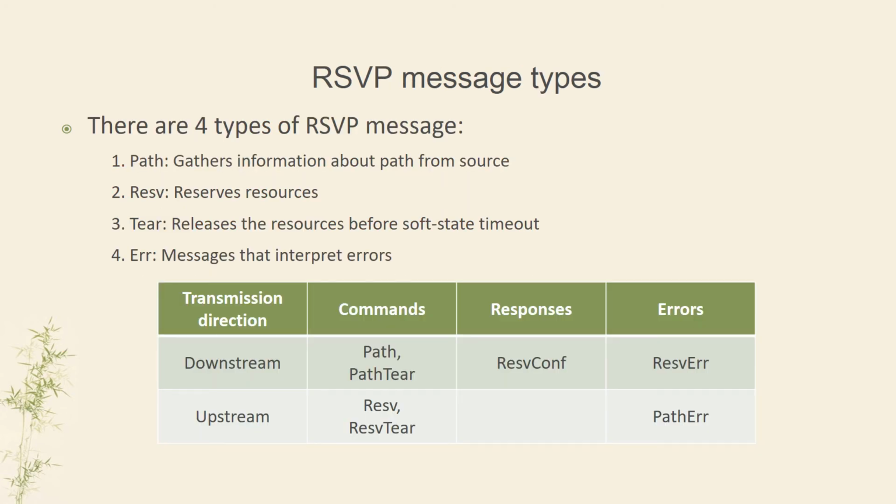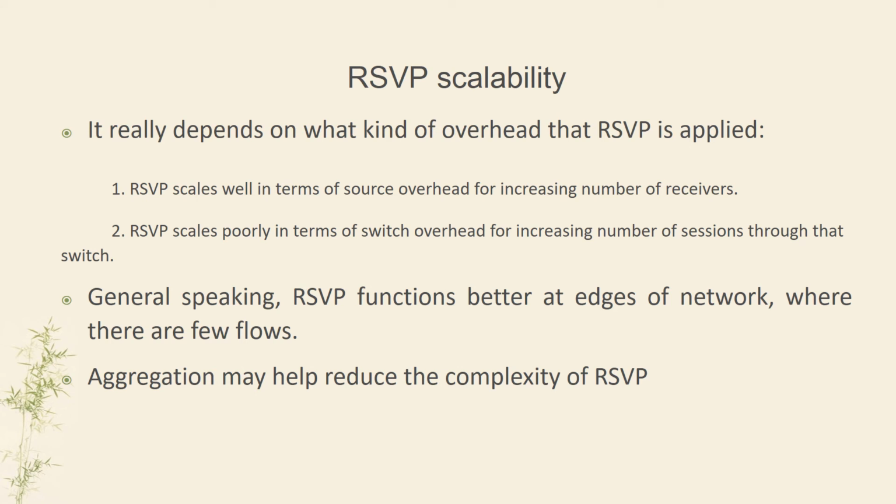So there are 4 types of RSVP message. There are path, resource reservation, tear, which can release the resource before the timeout, and error messages. RSVP scales well in terms of source overhead, but it scales poorly in terms of switch overhead. Generally speaking, RSVP functions better at the edge of the network, where there are few flows.